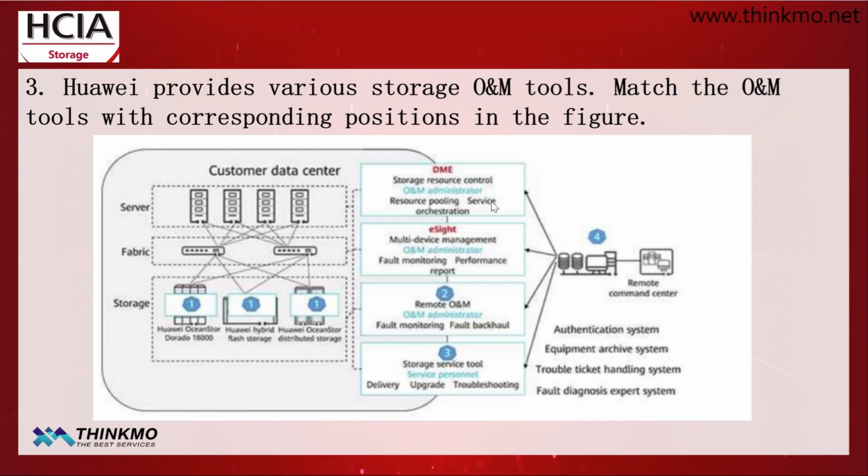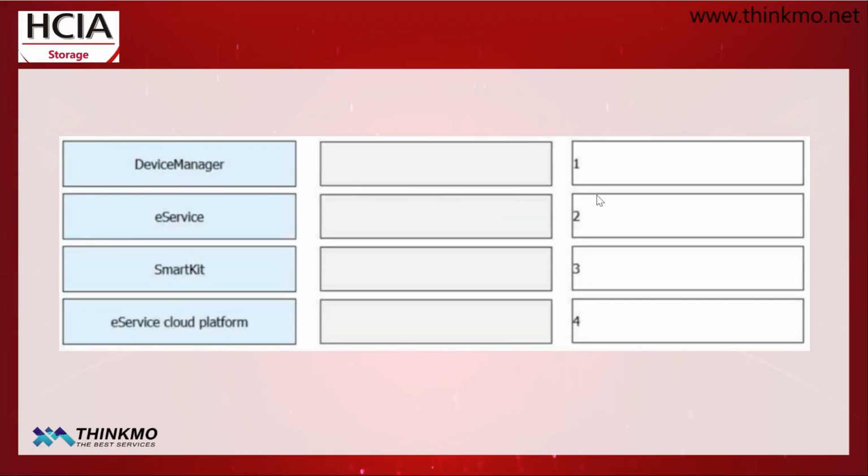First, we need to look at the options on the next page. They are labeled 1, 2, 3, and 4. The left side shows our 4 options. Let's first take a look at what the options are. The first option is our device manager. The second option is electronic services, and the third is the smart toolkit. The last one is our eSWICE cloud platform.